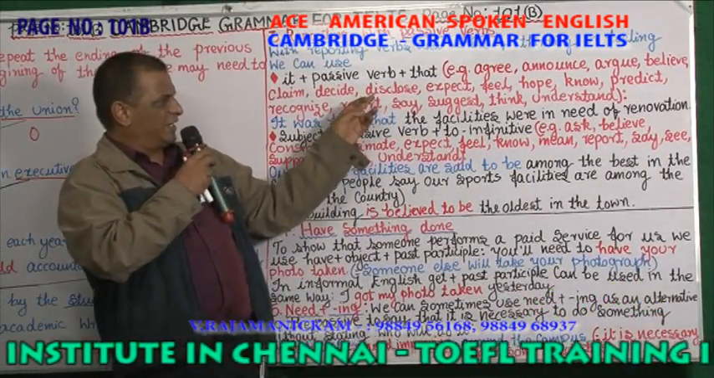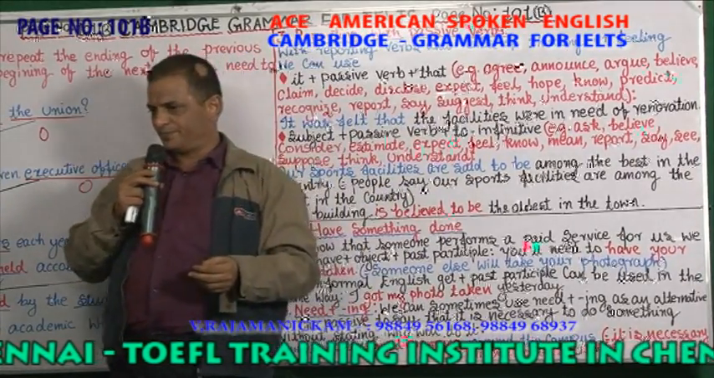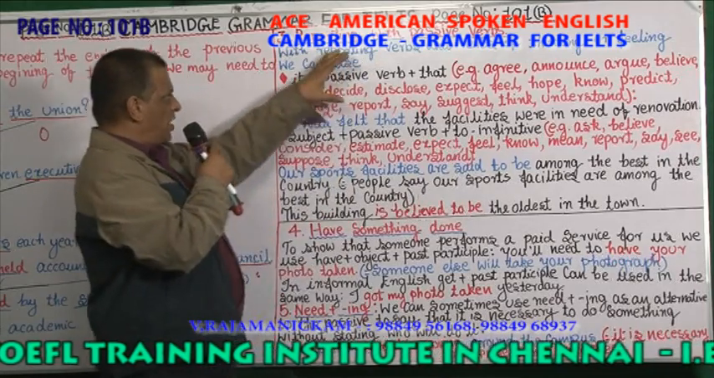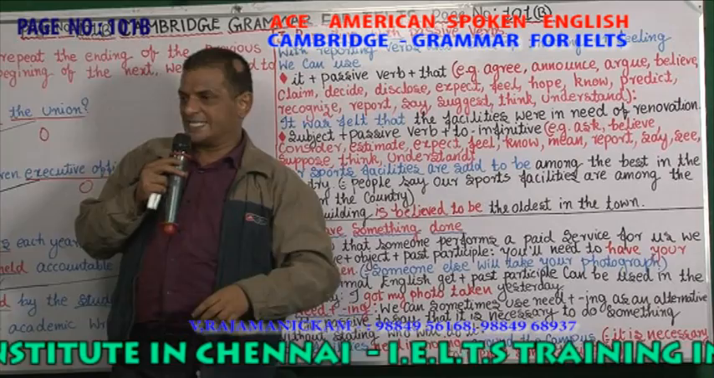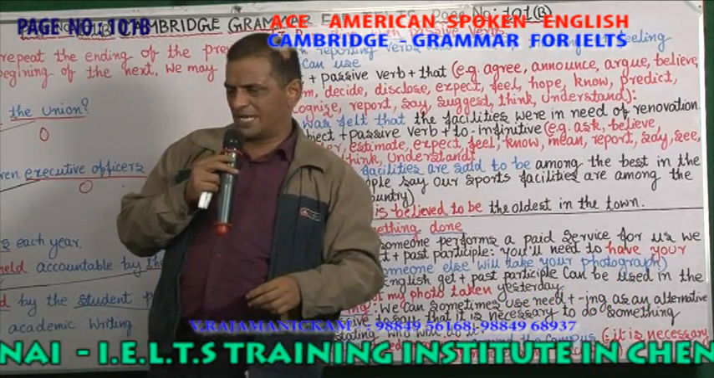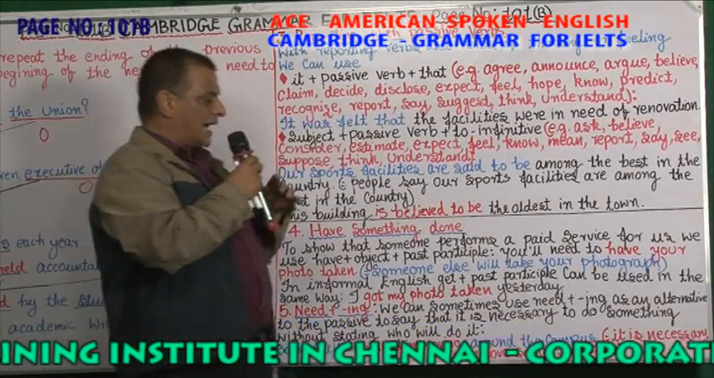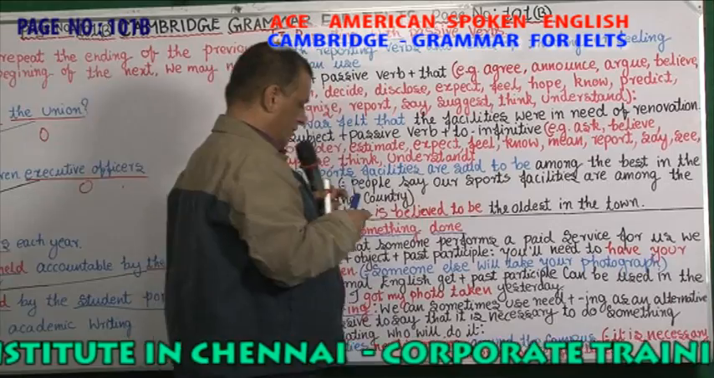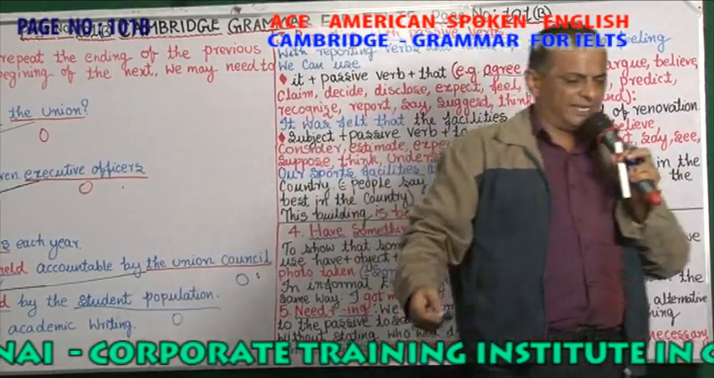So these reporting verbs are verbs of thinking and feeling. So this is one form of passive voice. It plus passive verb. What is passive verb? Is plus past participle, or are plus past participle, was plus past participle, whatever it is, right? Plus that. And the verbs are agree. What is the next verb? It is agreed. Can you form a sentence using it is agreed that?